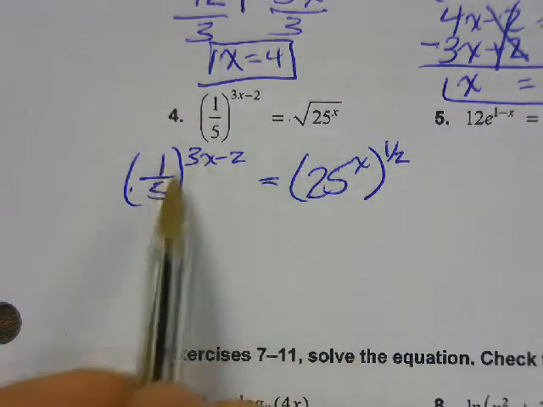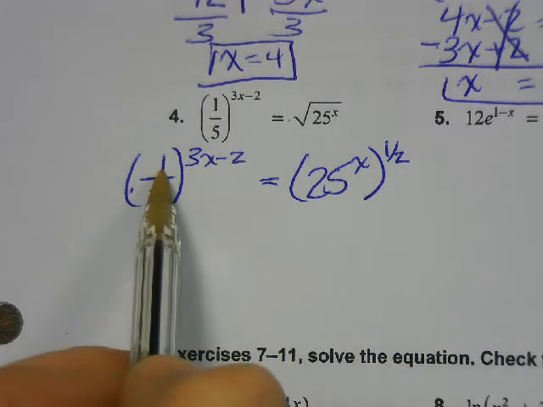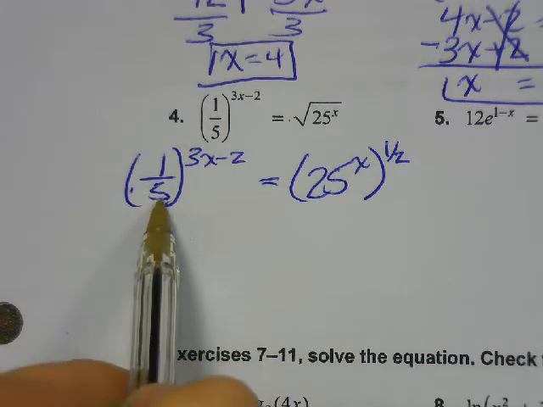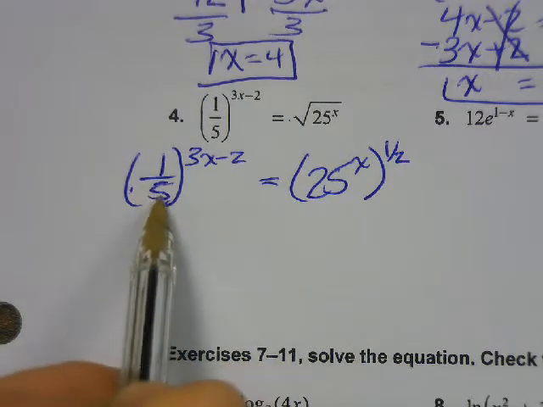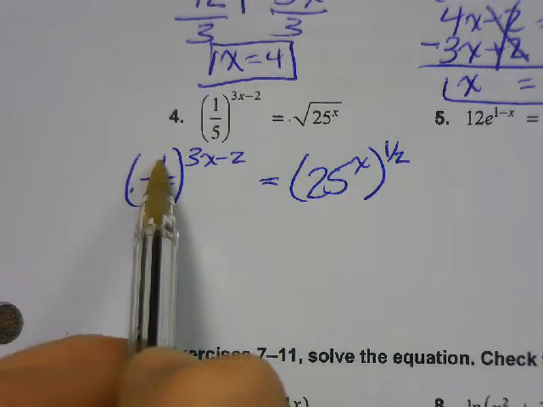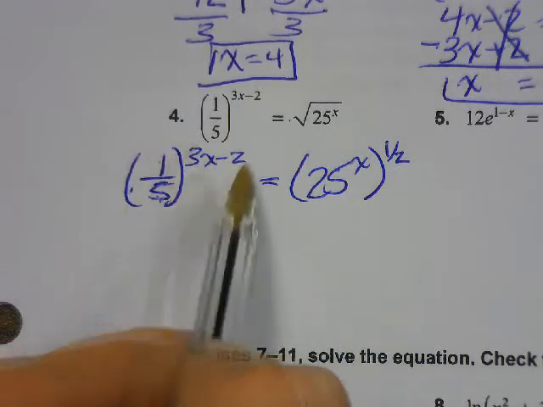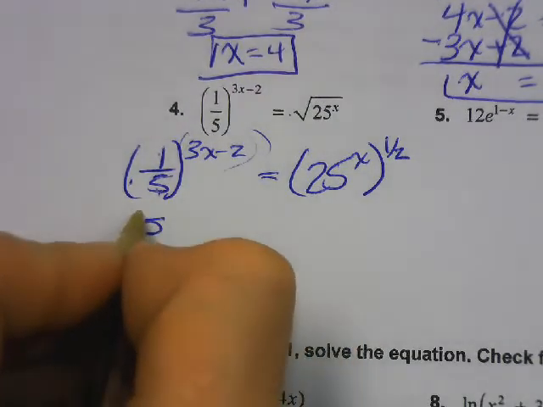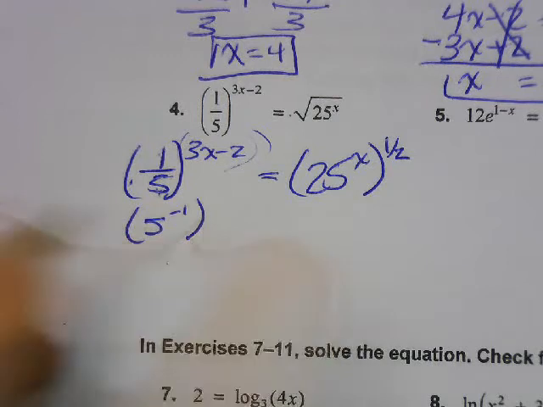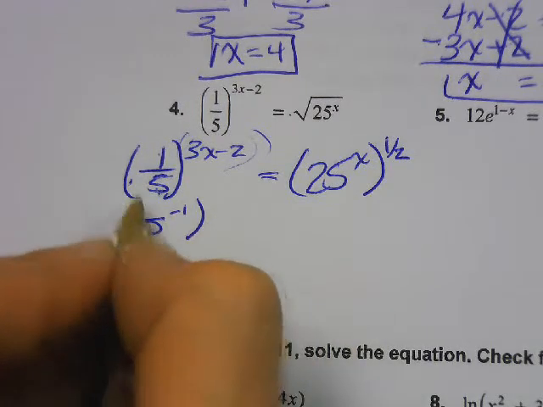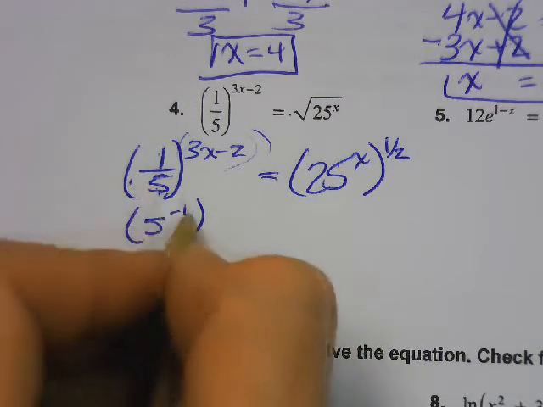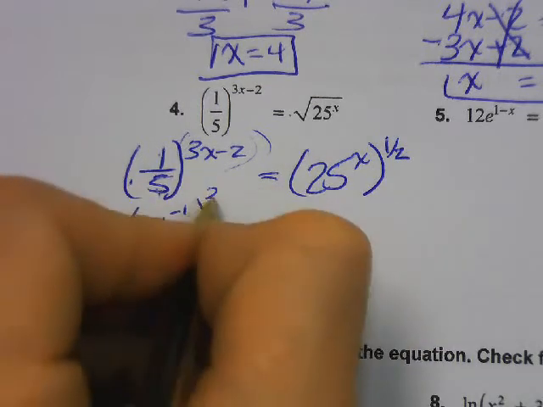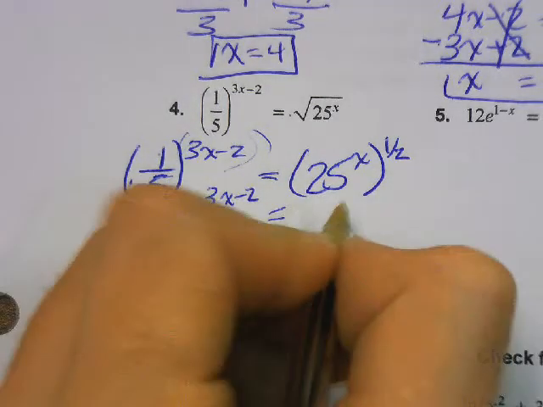To switch this 5 from the denominator to the numerator, I need to use a negative sign. So this exponent will need to turn negative. So 5 to the negative 1 power, which is the same thing as 1/5. These are the exact same thing. Then raise it to the 3x minus 2 power. That equals, and then the square root of 25 is just 5, and you've got x up here.